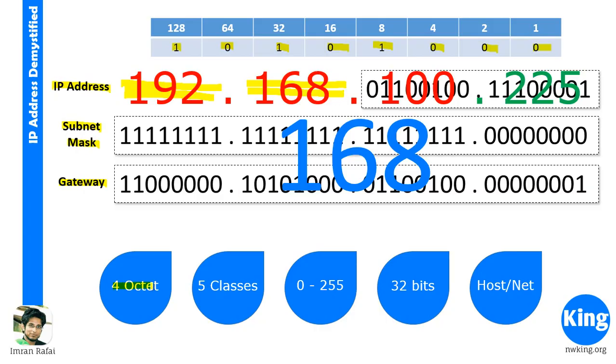So an IP address is 4 octets long. As we already saw, you have 4 octets separated by a dot. An IP address is also a 32-bit number. As we saw, you have 32 bits in every IP address. Every octet is 8 bits, so 1, 2, 3, 4, 5, 6, 7, 8, 8 bits times 4. So it's a 32-bit address.